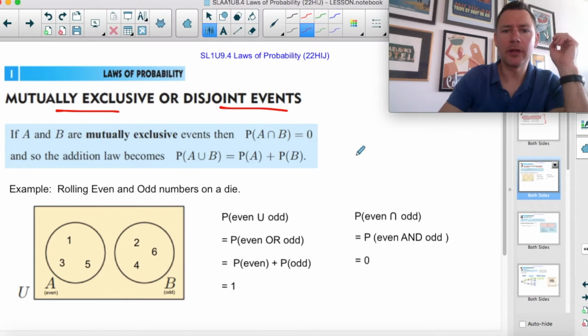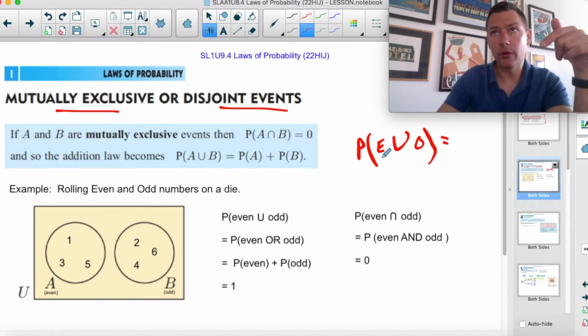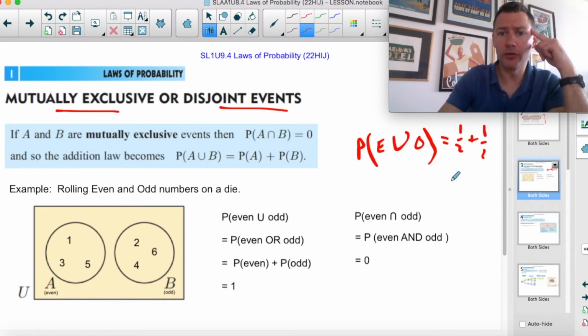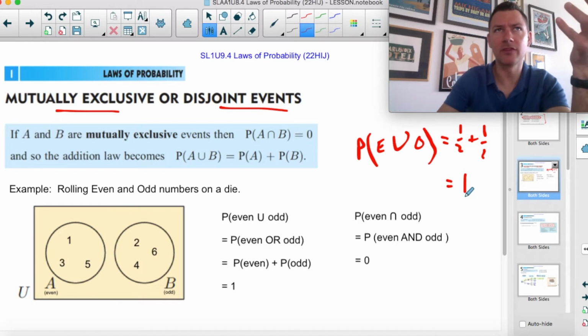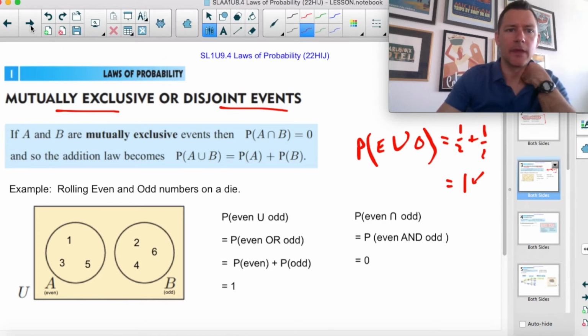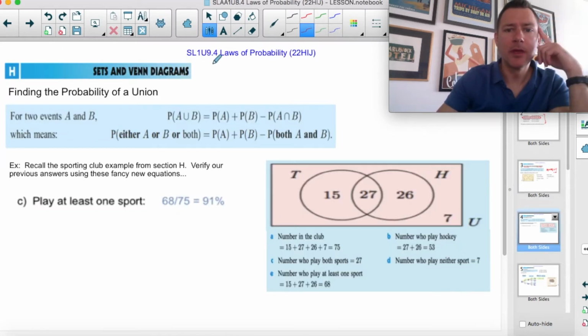And so the probability of even union odd is the probability of an even or an odd. There's no numbers that are even and odd, so it's just the probability of this plus the probability of this. So it's just half plus a half, which is 1, which makes sense. Like, what's the probability that you roll an even number or an odd number? 100% of the time, right? Okay, so that's one of them.